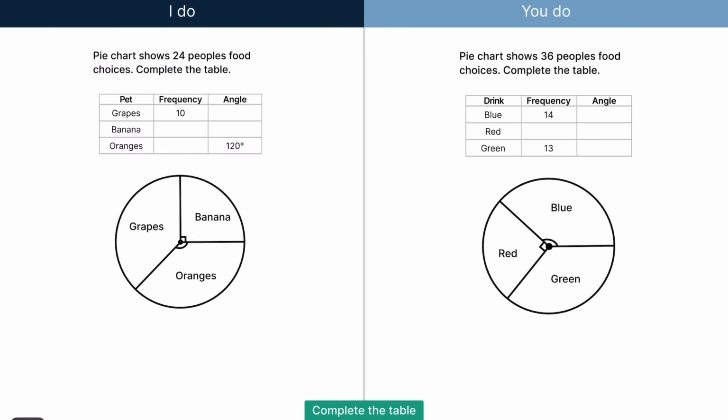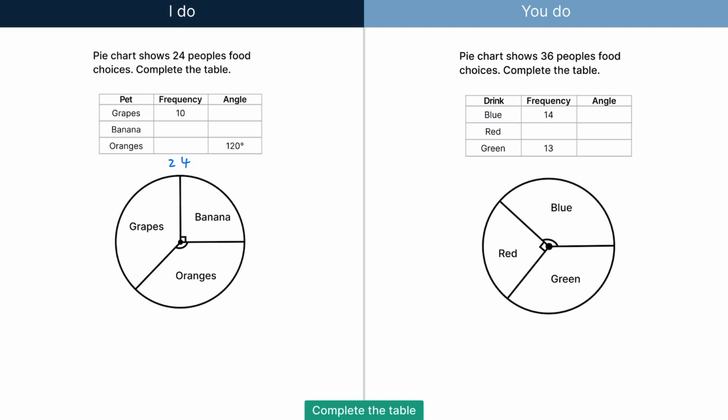Now, finally, we're going to look at completing the table. So here the pie chart shows 24 people's food choices. We've got banana, oranges, grapes again. We've got a table that's incomplete. Okay, so we know that in total, this adds up to 24 because we've been told that in the question. But we don't know what this is or this is.